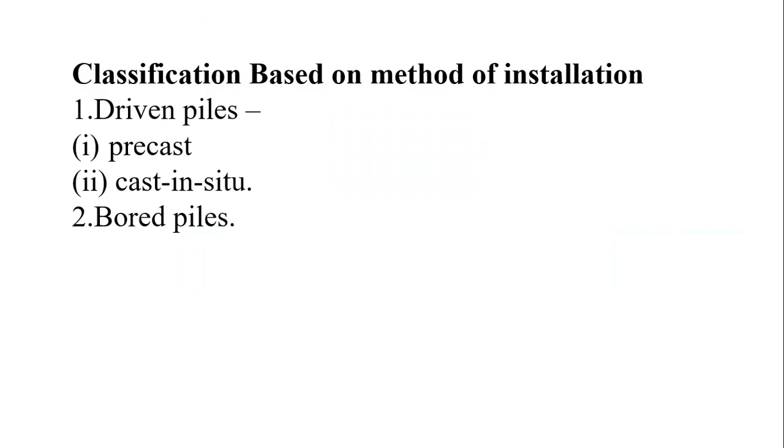Now let us get to classification based on installation. Based on installation, we have two types: driven piles and bored piles. Driven piles are piles we drive to the required depth or location, and they are again of two categories, precast members or cast in situ. Precast members are ready-made elements which have to be driven with the help of a hammer. For cast in situ, we first excavate the ground, thereafter we incorporate reinforcing elements, and then we carry out the concreting works.